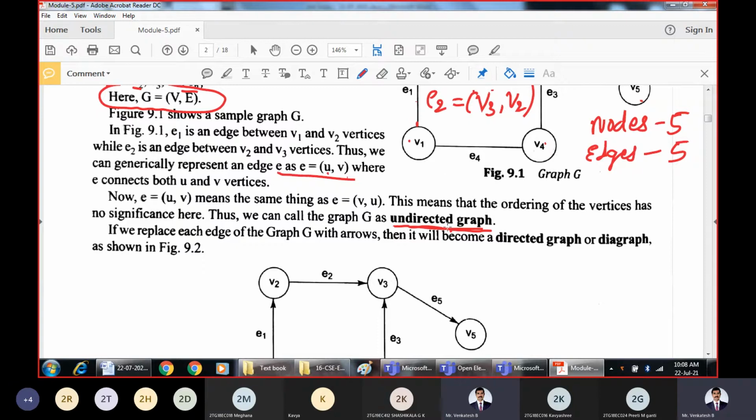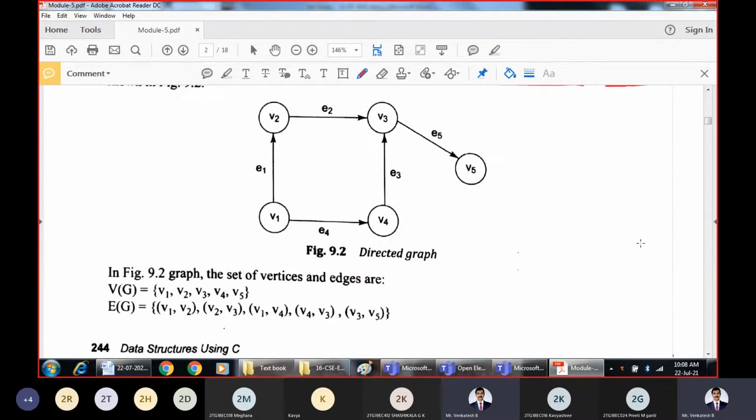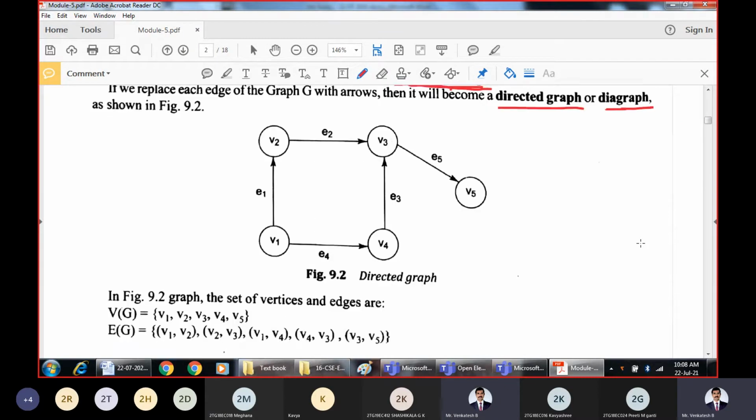Now, if there are graphs in which there is a direction, that is called a directed graph or digraph. This is an example of a digraph or directed graph. In the directed graph, we have a fixed direction from one node to another node. So what is that fixed direction? Say, for example, this edge E1. How is E1 defined here? E1 is defined as V1 to V2, that is V1 comma V2.